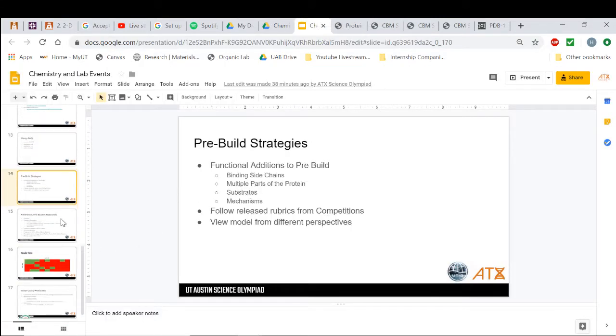That's JMOL. Okay, some general pre-build tips.